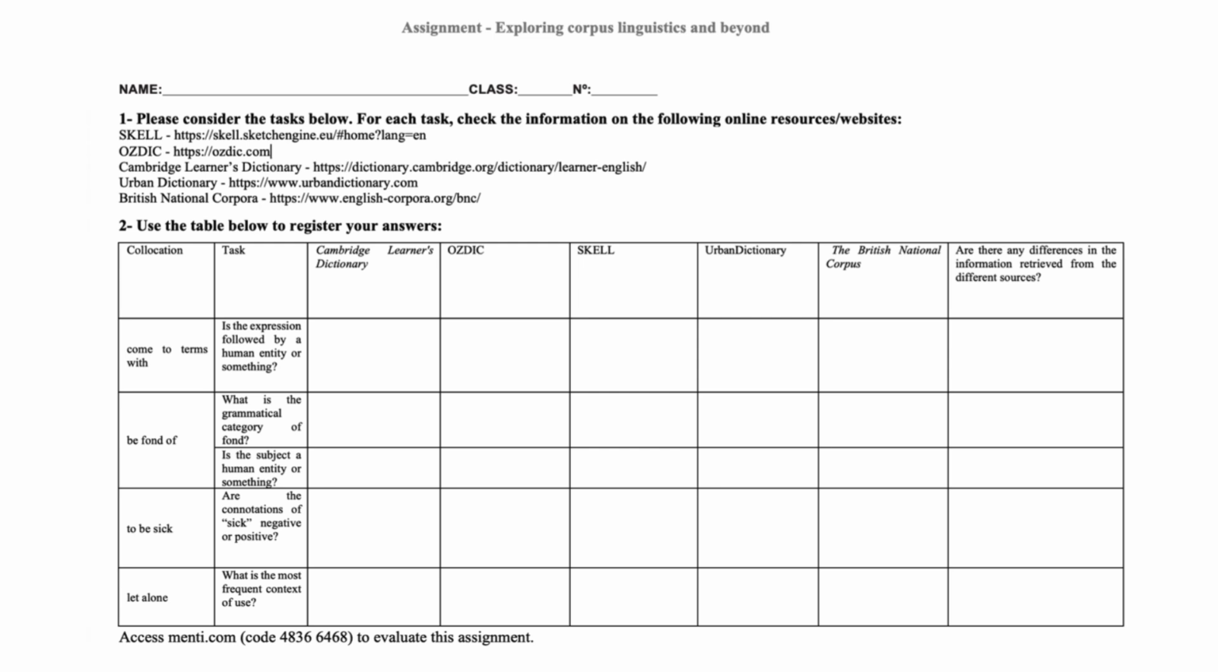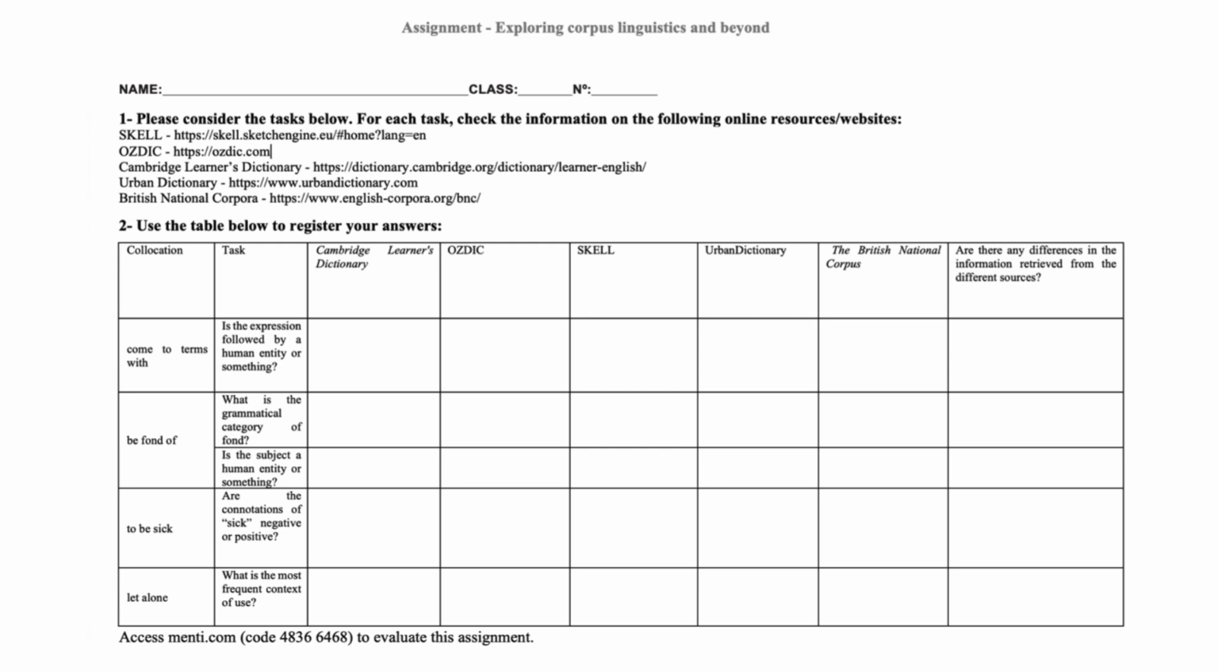Task 3 involves the expression be sick. Students should conjugate the verb if needed. The objective is to explore whether the connotations of sick are negative or positive. Although the expression it is sick or simply sick has been used with a positive connotation to refer to cool things, this definition is not yet dictionarized. Considering the platforms and the assessment, at the time of this presentation, only Urban Dictionary listed this meaning.